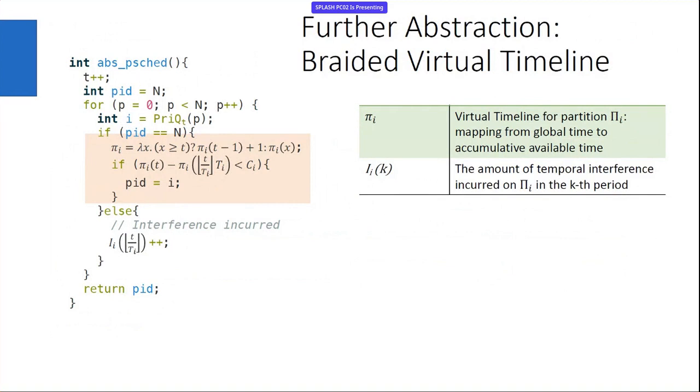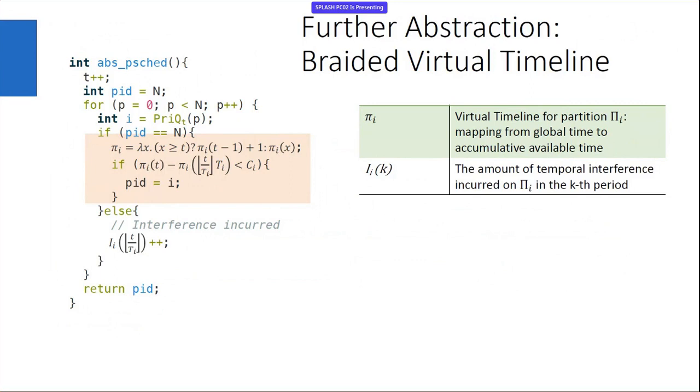We use the lowercase pi_i, little pi_i, to represent the virtual timeline for partition i, which is a mapping from global time to the accumulated available time, that is, the accumulated time available to this particular partition i. And what's cool is that we are now not doing a static calculation of this virtual timeline, because it is being updated at every instant T. Again, this is a ghost state. It's simply used for our verification.